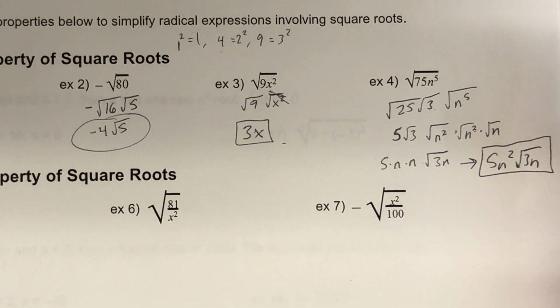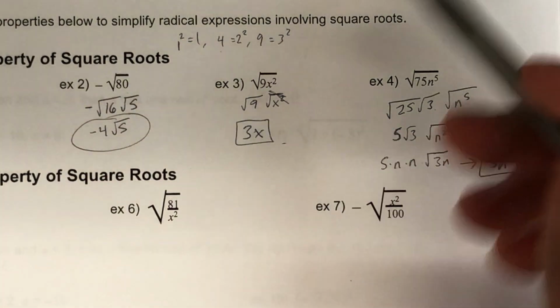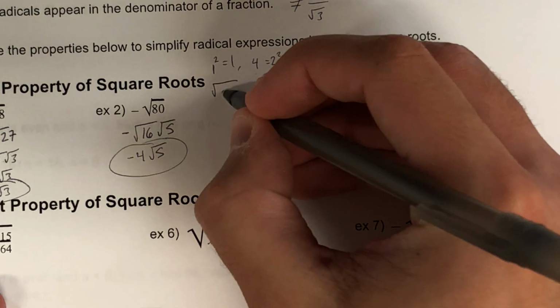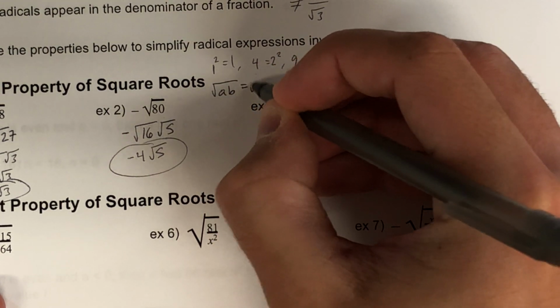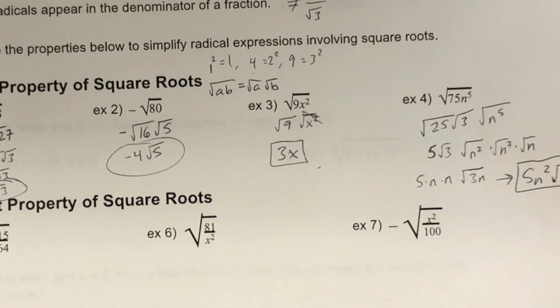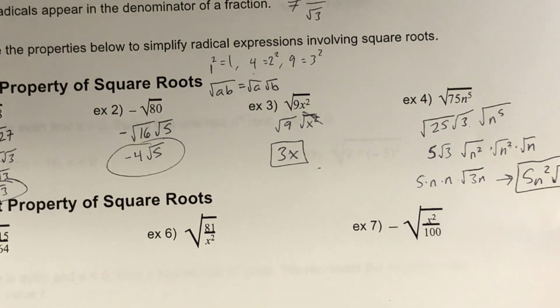Okay. So this is the product property. The property basically just states if you have the square root of ab, that can be written as the square root of a times the square root of b. So if you can factor out square roots.